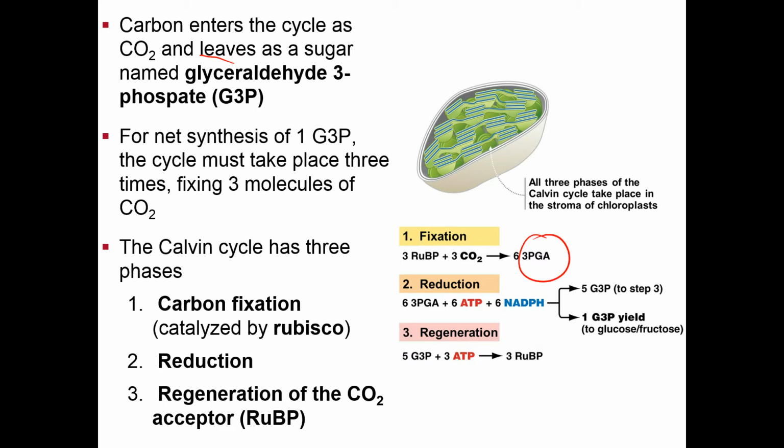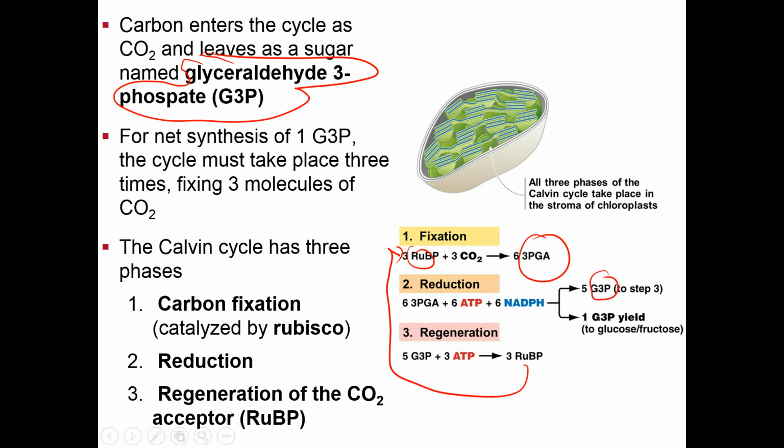PGA will then be reduced to glyceraldehyde 3-phosphate. Alright, so this is where your ATP and your NADPH comes in. Alright. And then the RuBP that we use at the beginning of the process has to be regenerated. Alright, so a majority of this glyceraldehyde 3-phosphate that we make is used to regenerate RuBP.